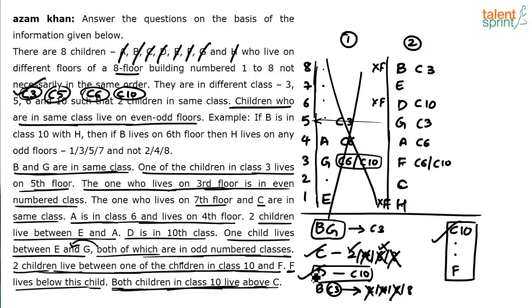So D is in class 10. This also has been used. B and G are in the same class, has been used. B, C3 has been used. So I think all the points that we had noted here have been used. Now just do the second reading and you will be able to fill the gaps.